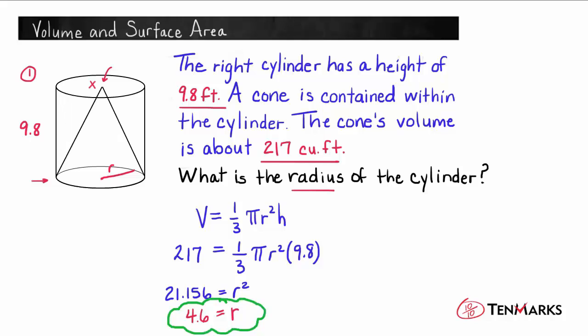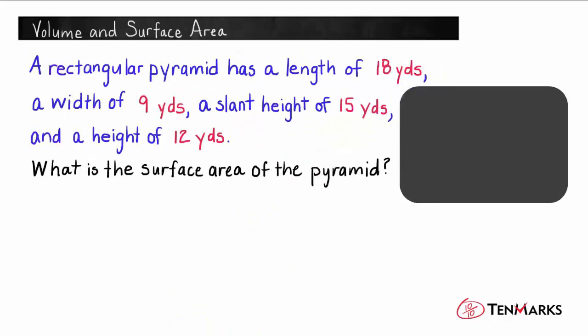Now let's take a look at another one. A rectangular pyramid has a length of 18 yards, a width of 9 yards, a slant height of 15 yards, and a total height of 12 yards. And we're being asked to find the surface area of the pyramid.